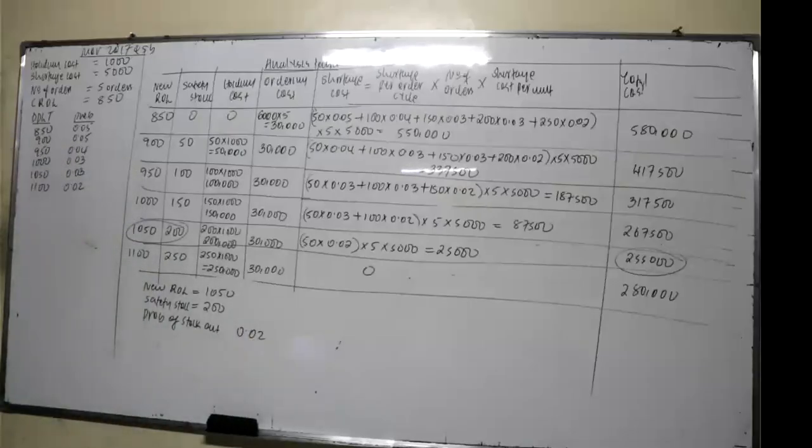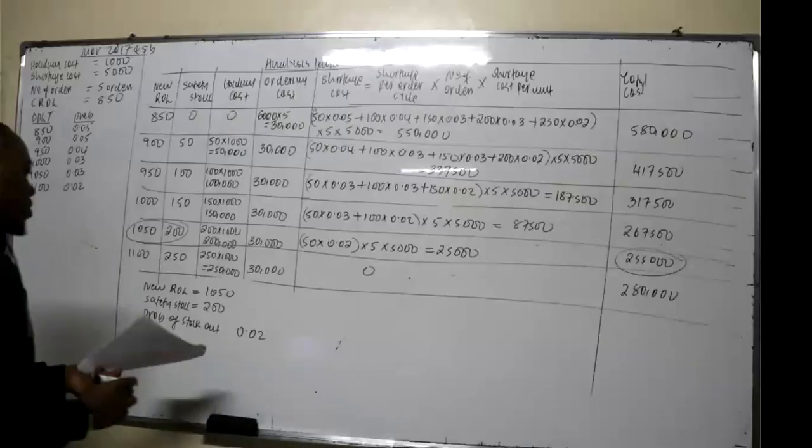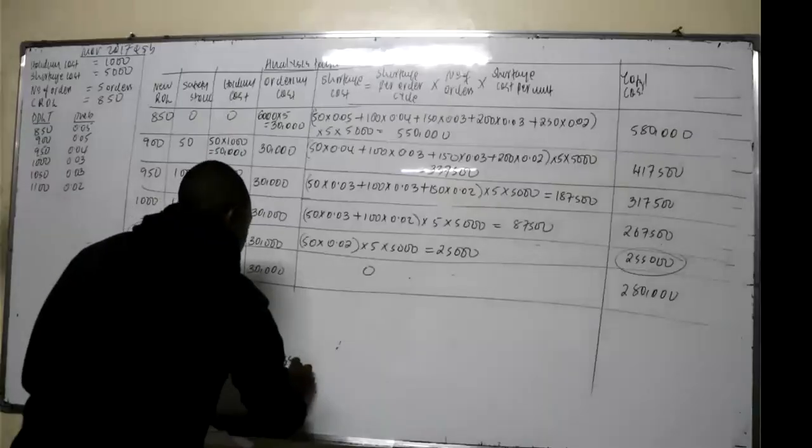Now, what was the question required? Advise the management of Trans Limited on the amount of safety stock to be maintained. We have it's 200. Then number 2, determine the probability of stock out. And you get your 16 marks. So you can copy. I want to give you an assignment. I want you to go and try this question.